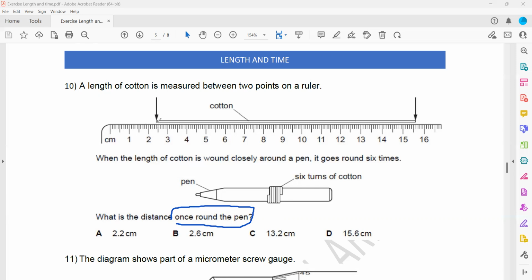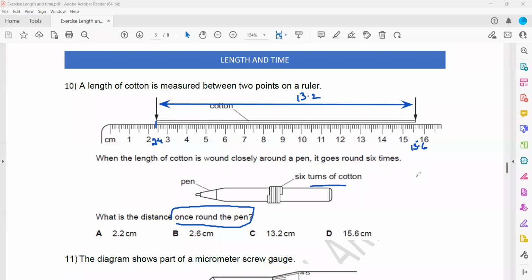So it is starting at 2.4 and ending at 15.6. So how much is the length from 2.4 to 15.6? It will be 15.6 minus 2.4, which is equal to 13.2. So this length equals 13.2. But 13.2 is the length for the 6 turns. We need it for 1 turn.